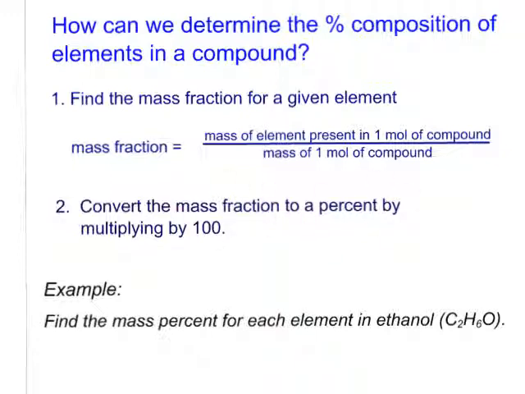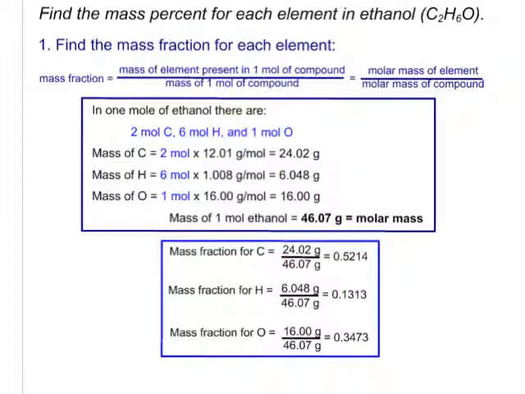So let's practice so you can get an idea of what I'm talking about here. Let's find the mass percent for each element in ethanol. That's our formula for ethanol. So, first, we're going to find the mass fraction for each of the elements individually. So, let's look at the mass fraction. We're going to look at carbon first.